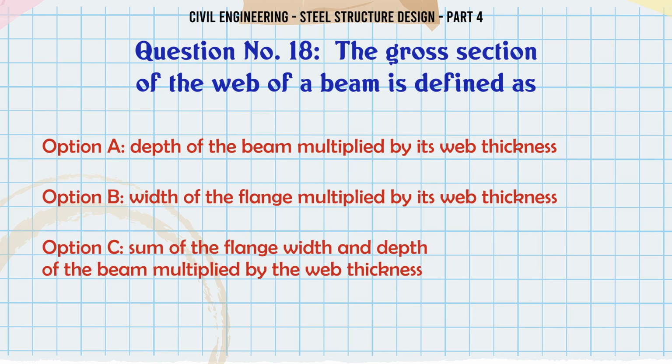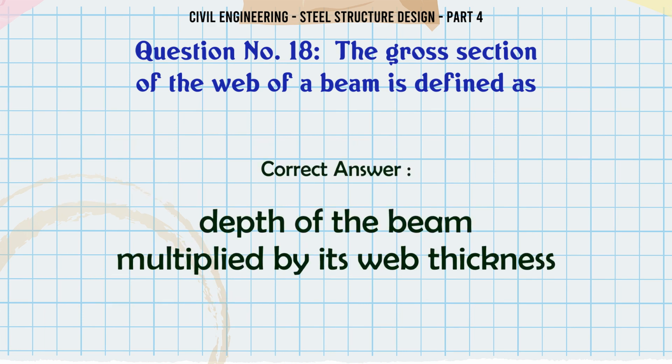The gross section of the web of a beam is defined as A) depth of the beam multiplied by its web thickness, B) width of the flange multiplied by its web thickness, C) sum of the flange width and depth of the beam multiplied by the web thickness, D) none of these. The correct answer is depth of the beam multiplied by its web thickness.